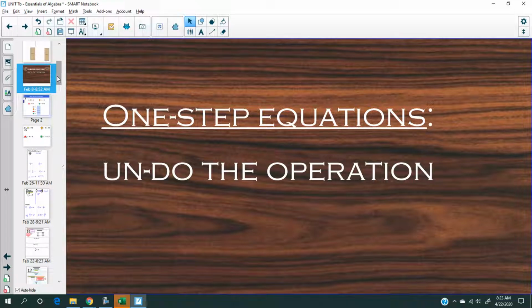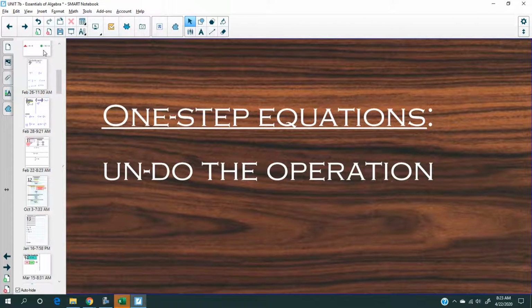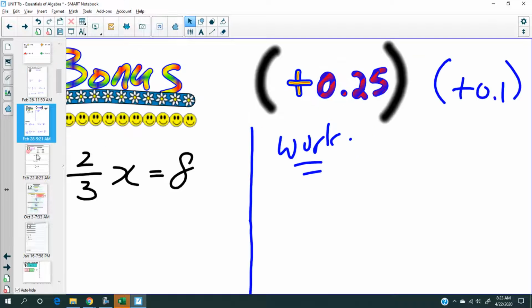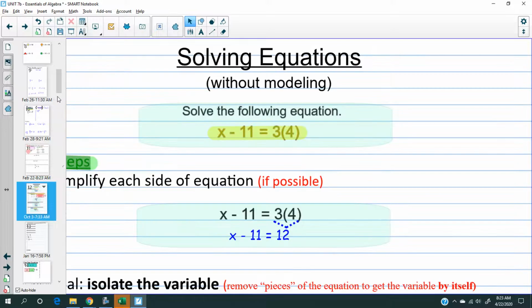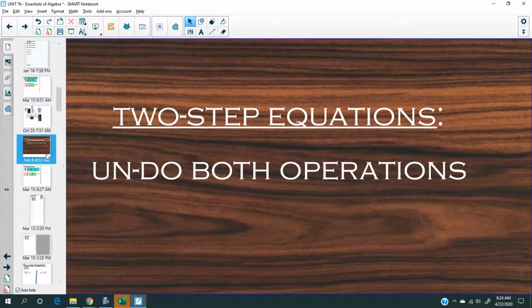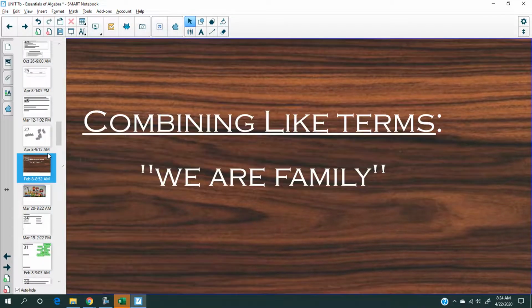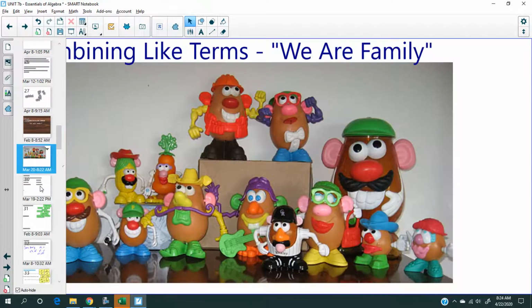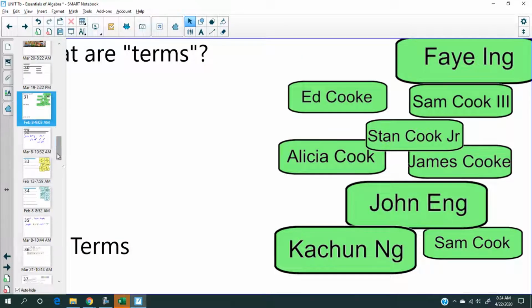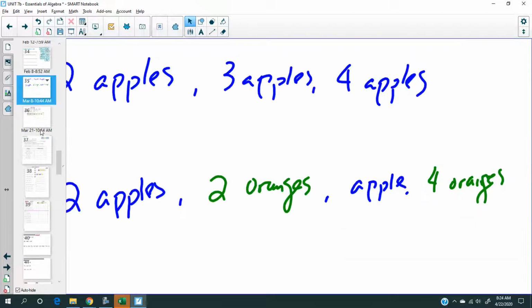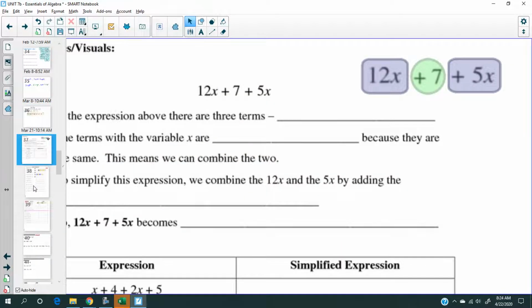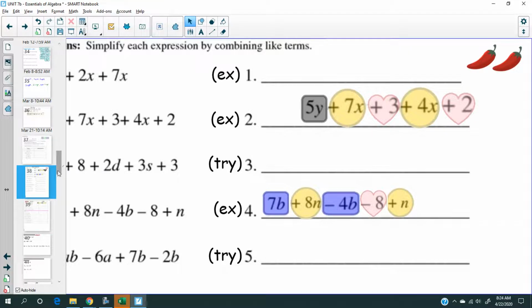And then for unit 7B, we did one-step equations. We solved one-step equations like these. Remember those? And then afterwards we were solving two-step equations. Oh, no, we didn't. That's 7th grade. We were combining like terms. Remember these activities? I'm just trying to help you remember this stuff. We did all these exercises. Remember all the chili peppers?